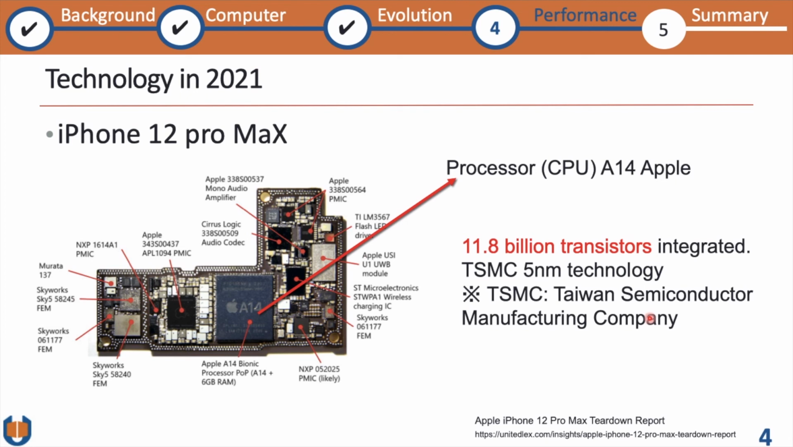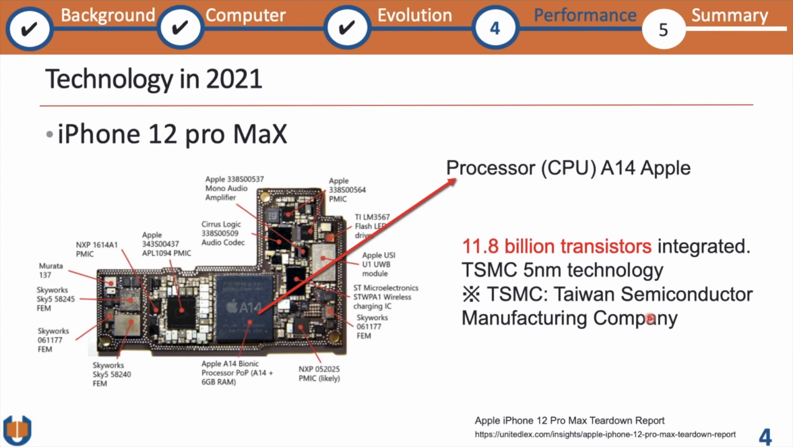So before going to the scaling, first let's take an example of the latest technology. Here is a circuit board of the iPhone 12 Pro Max. I think many of you have this device, and inside this device, if you break it down, you will find an Apple A14 CPU. Inside this chip, there are 11.8 billion transistors integrated with a 5 nanometer technology. If you go a little bit earlier, the iPhone 11 Pro Max in 2019 had something around 8 billion transistors.